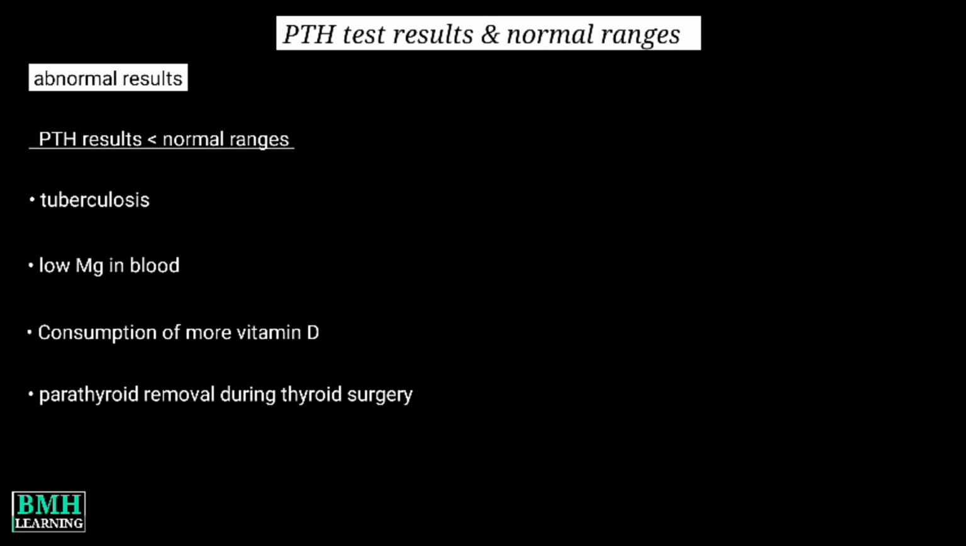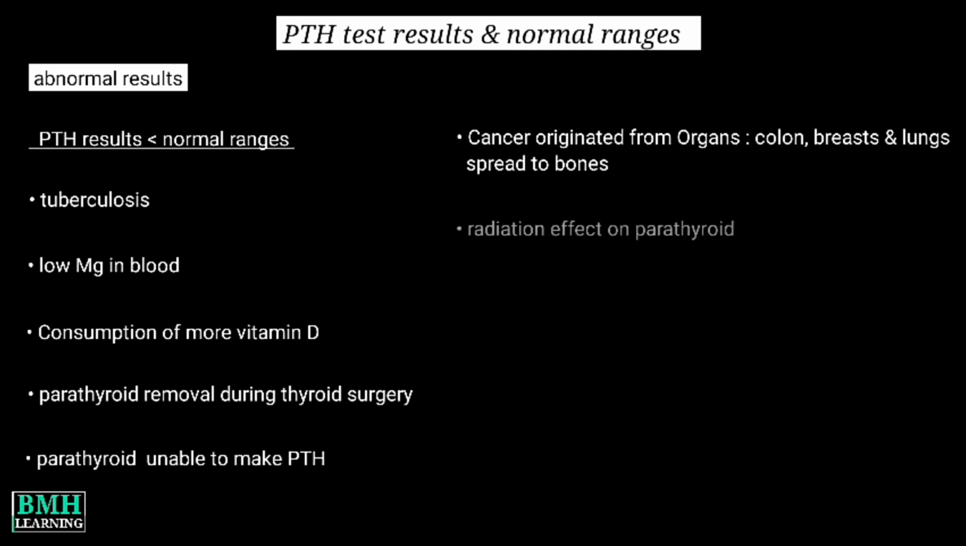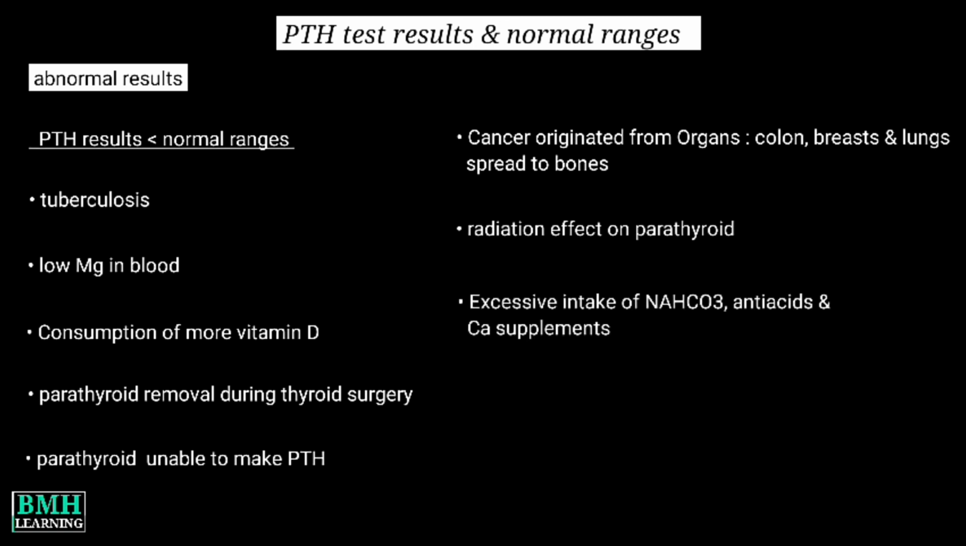It's also possible that due to certain reasons, parathyroid gland is unable to make PTH. Cancer originated from organs like colon, breast, and lungs spread to bones. Effect of radiations on parathyroid gland. Excessive intake of sodium bicarbonate, certain antacids and calcium supplements.